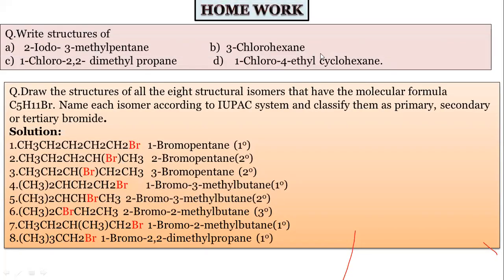This is the homework given for you. We have to write the structures of 2-iodo-3-methyl pentane and 1-chloro-2,2-dimethyl propane. This is today's homework. This is a solved example I have given here. Draw the structures of all the 8 structural isomers that have the molecular formula C5H11Br. Name each isomer according to the IUPAC system and classify them as primary, secondary, or tertiary bromide. This example is already solved here. Just go through it.